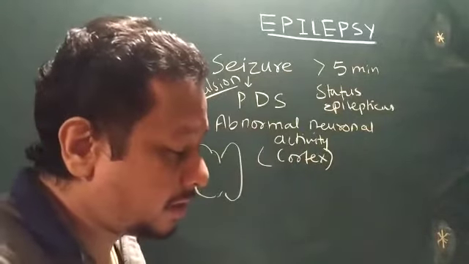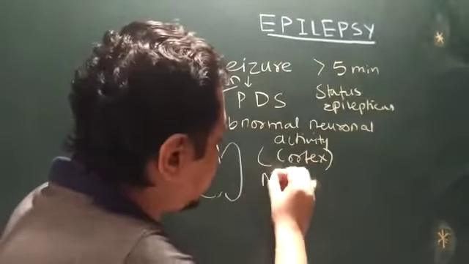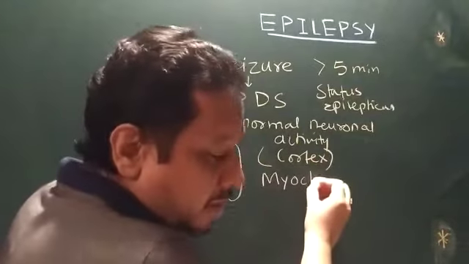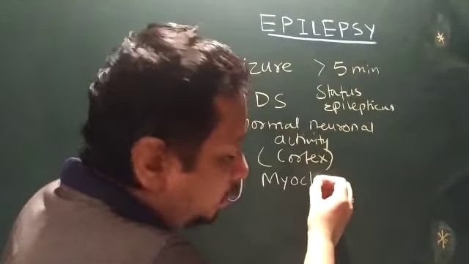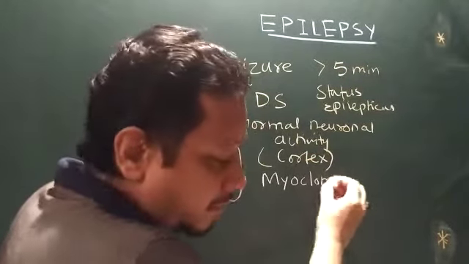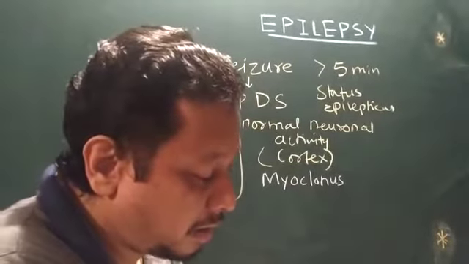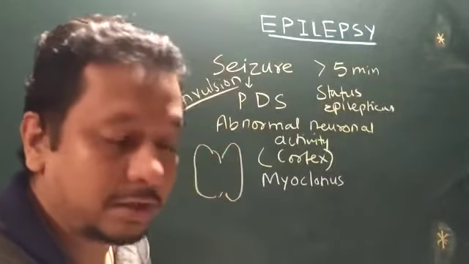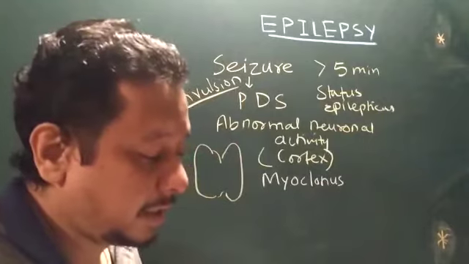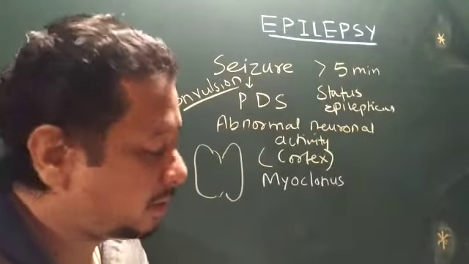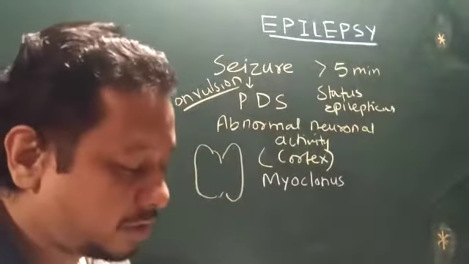That's why we have one term known as myoclonic seizure or myoclonus. So what is that? It is a brief involuntary irregular twitching of muscle. That's the symptom of your seizure.